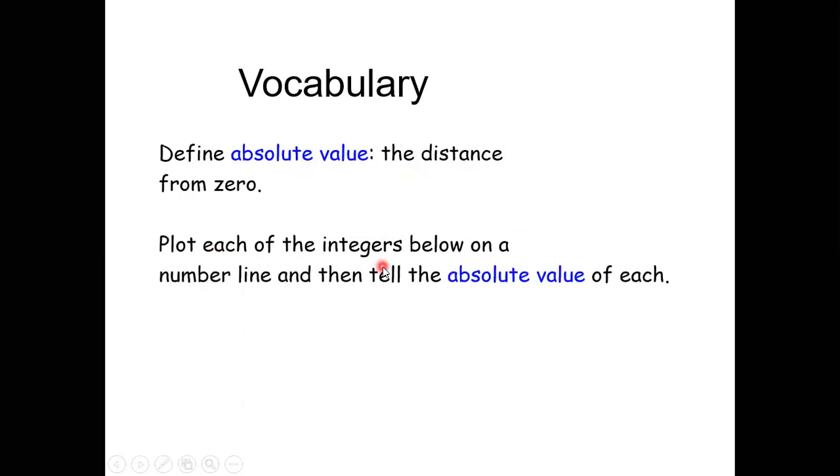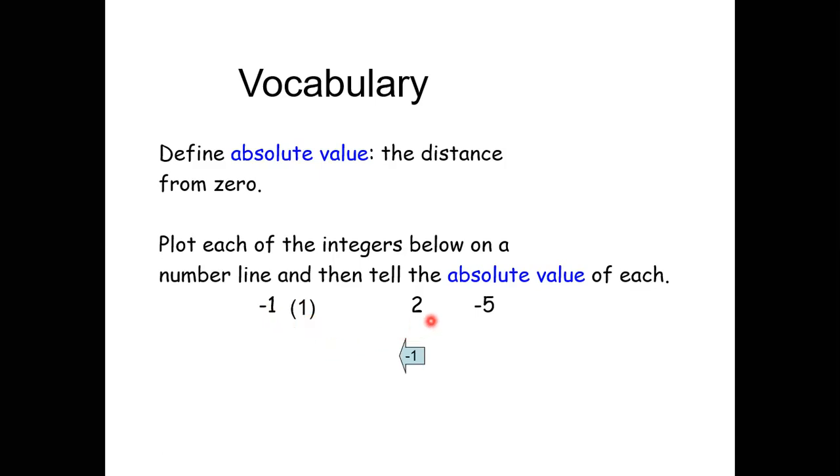Plot each of the integers below on a number line and then tell the absolute value of each. Absolute value means the distance from 0. That means we say the answer without the sign. Here the first number is -1. So -1, what is the distance from 0? 1 unit to the left, right? So the absolute value of -1 is 1.